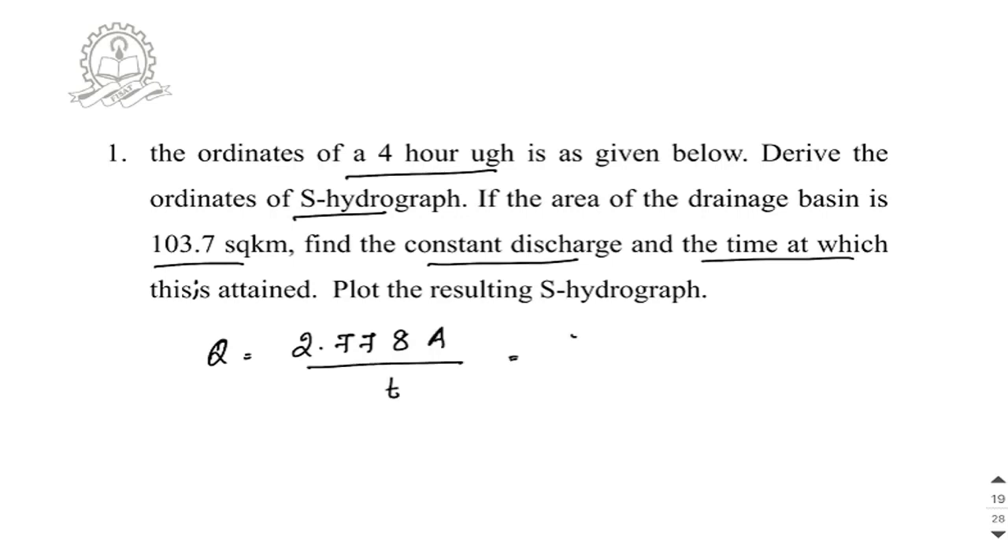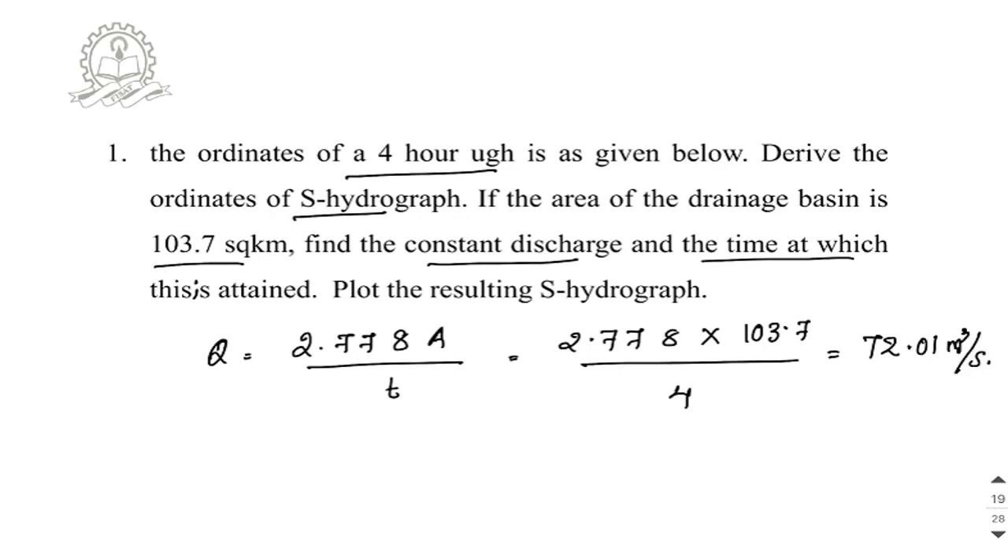So it is 2.778 into A divided by T, that is 2.778 into 103.7 divided by time, which is 4 hours. Calculate the value. We will be getting 72.01 meter cube per second.